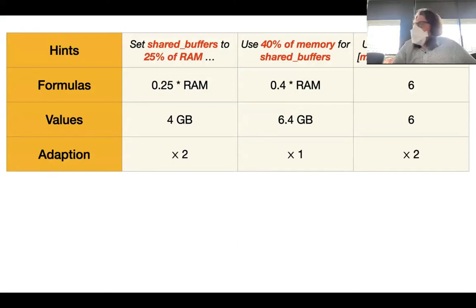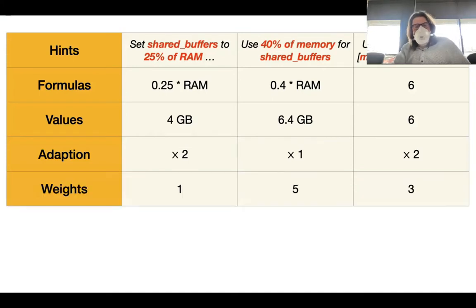You might decide to deviate from the recommended values for a specific workload. For instance, we could decide to multiply the recommended amount of RAM for shared buffers by 2, and same for the number of recommended workers. And next, we need to determine weights in order to decide on the relative importance of those hints. So here we decide that the hint about shared buffers and setting it to 40% of main memory is by far the most important one.